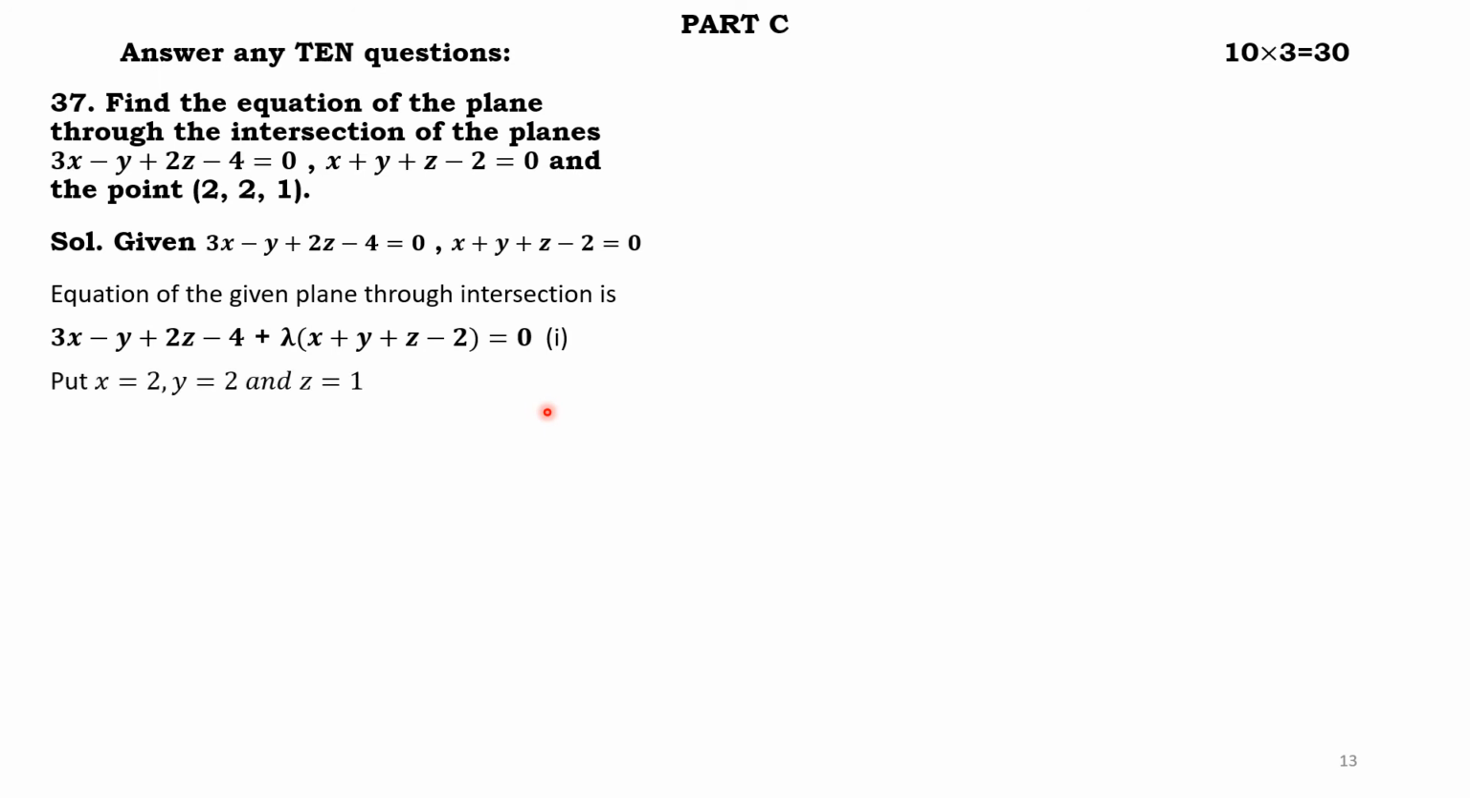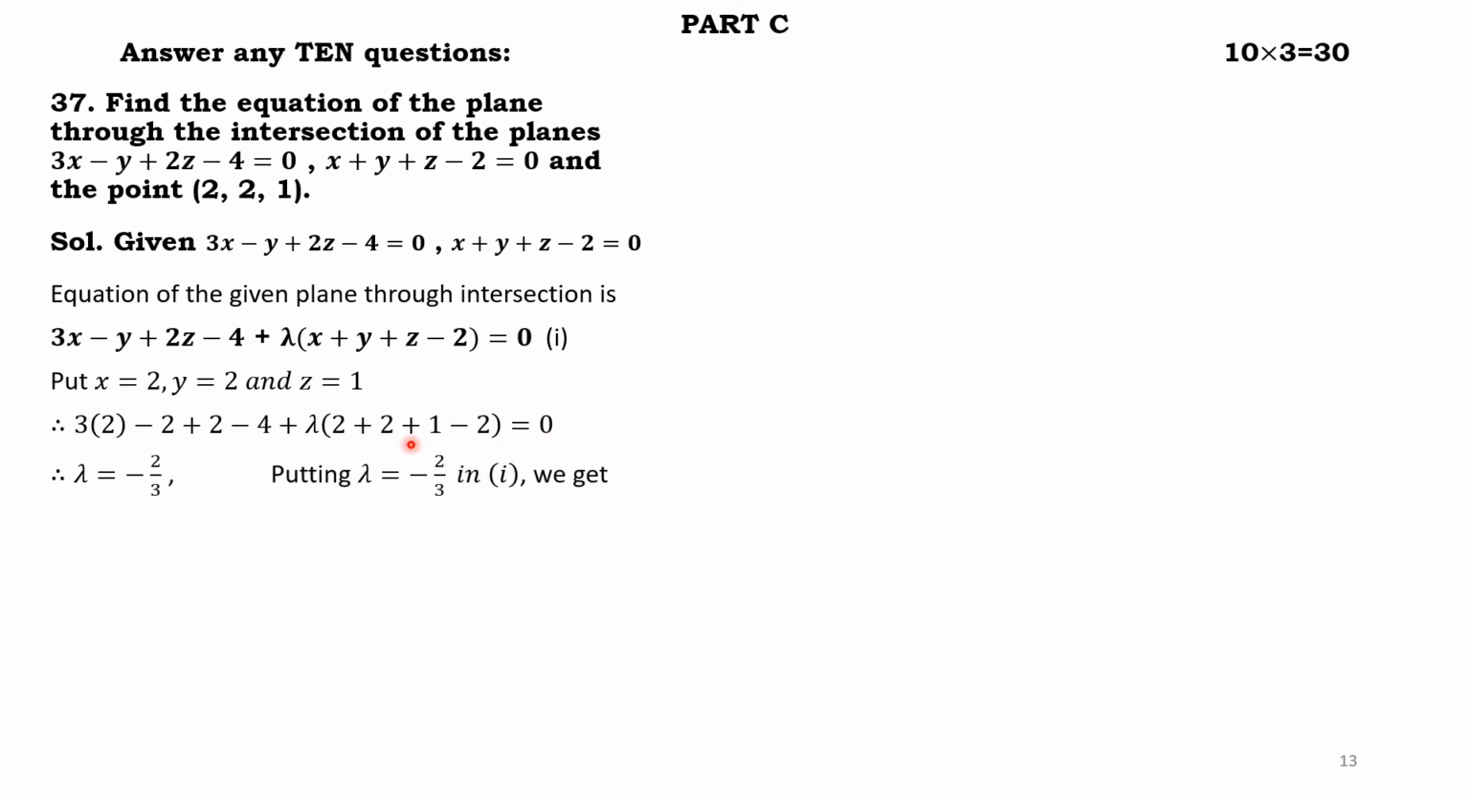Therefore, now the point we have to put: x is equal to 2, y is equal to 2 and z is equal to 1. We will put these values in equation number 1. Therefore, it becomes 3 into 2 minus 2 plus 2 into 1 minus 4 plus lambda into (x is 2, y is 2 and z is 1) minus 2 equals 0.